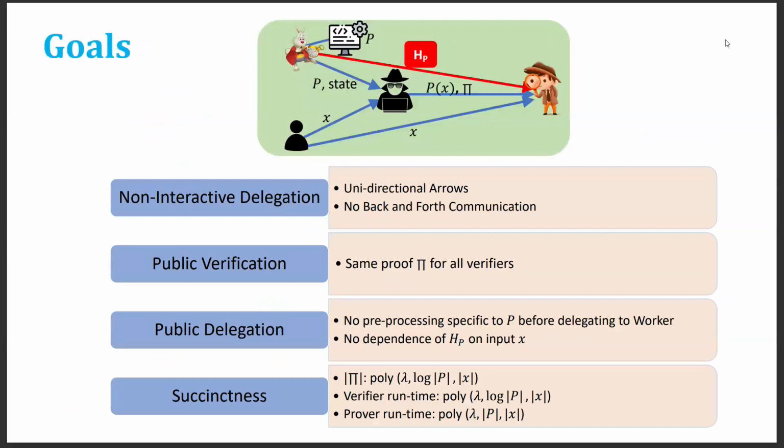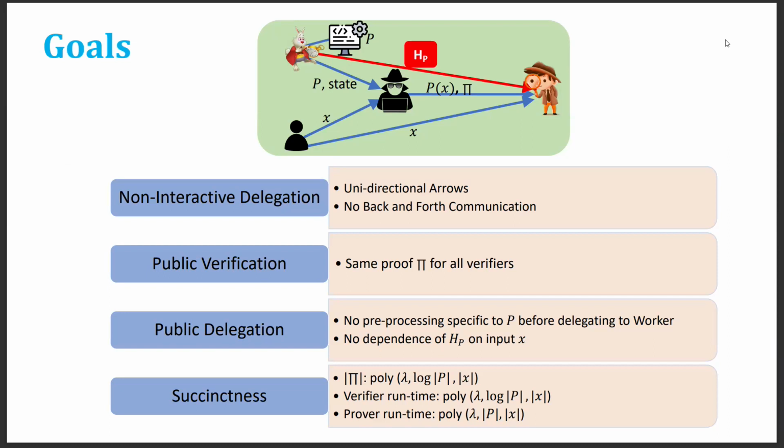We want a completely non-interactive delegation, so there are only unidirectional arrows with no back and forth communication. Public verification, which means the same proof pi should work for all the verifiers. Public delegation, which means that the computation of the hash HP should be completely independent of what the input is. And there should be no pre-processing between the worker and Alice before the delegation takes place.